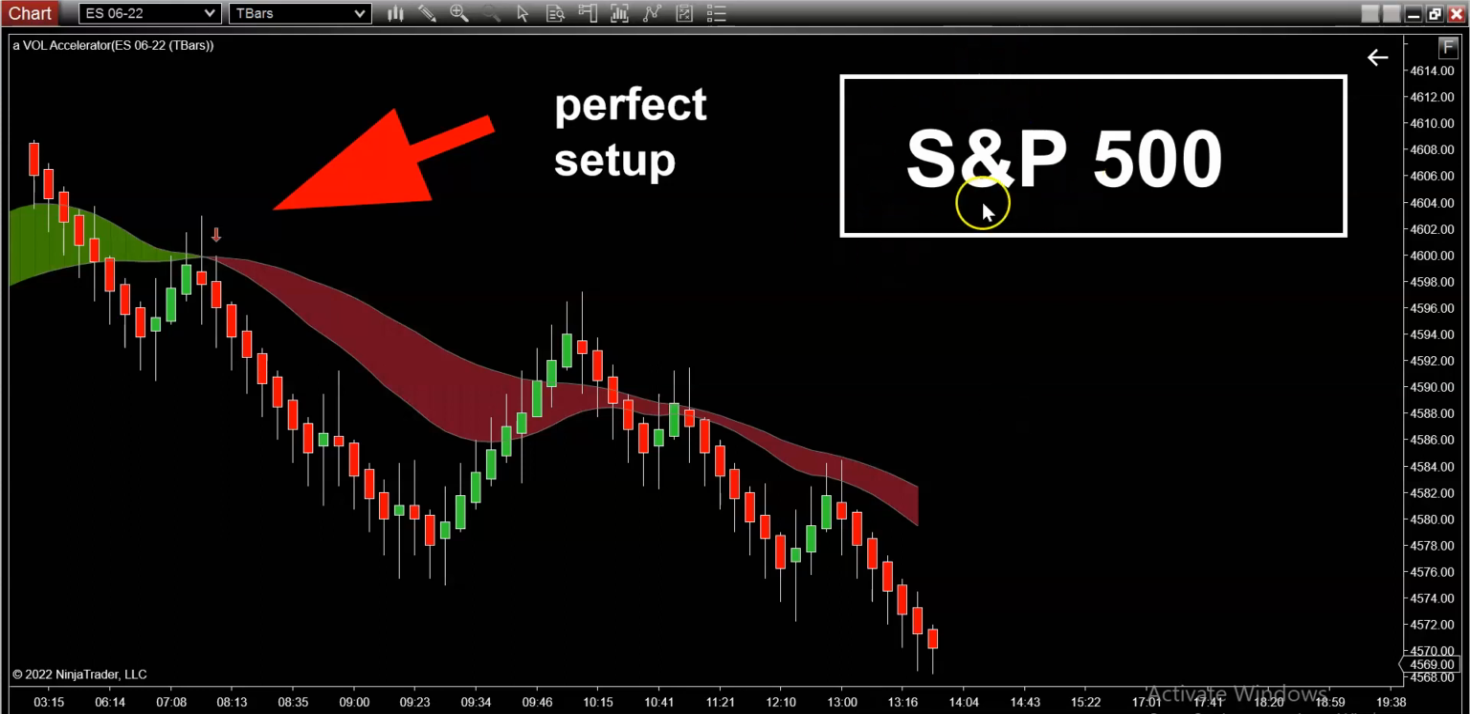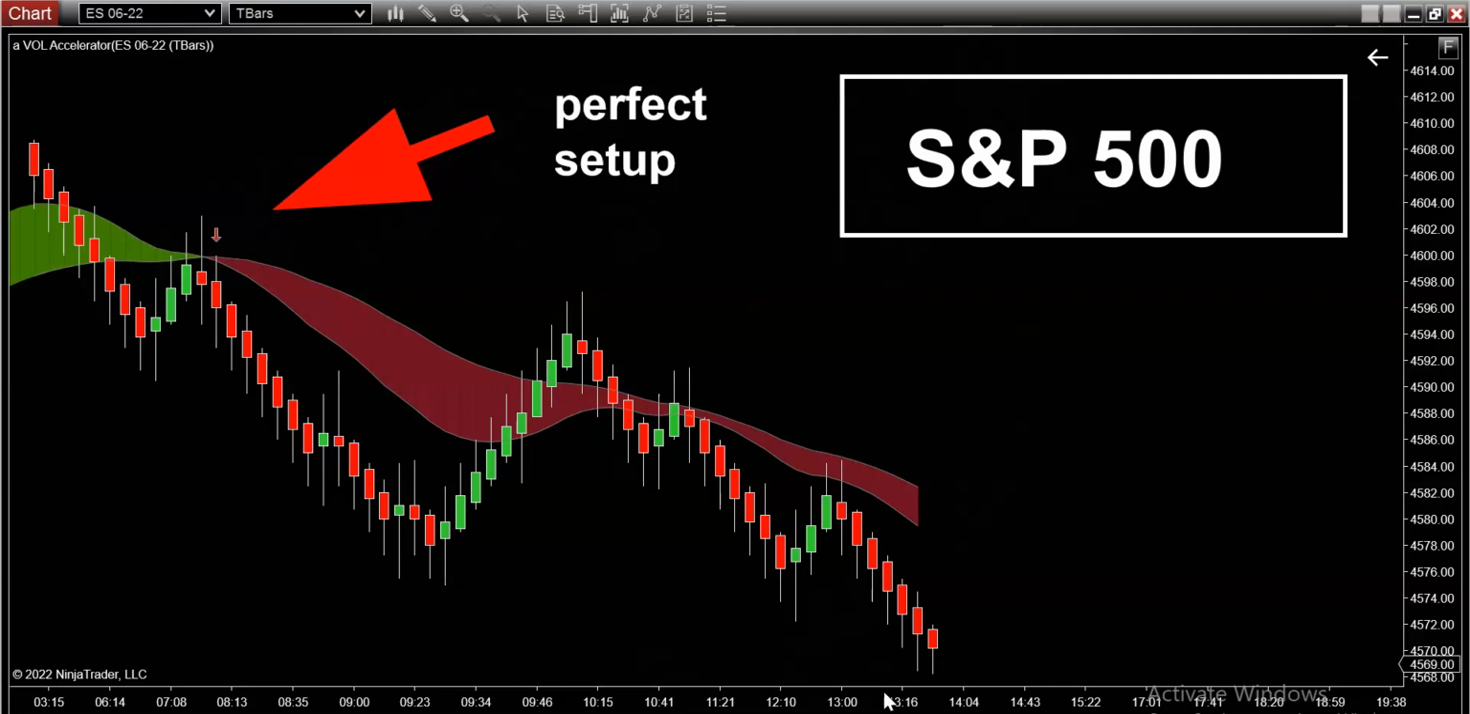I've got a chart of the S&P 500 queued up here for you, and in today's video, I'm going to show you why and how we got the most perfect setup I've ever seen in a long time. All right, so let's get right into it. This is a chart of the S&P 500. This is a very popular benchmark.